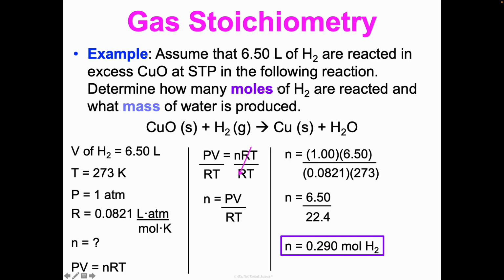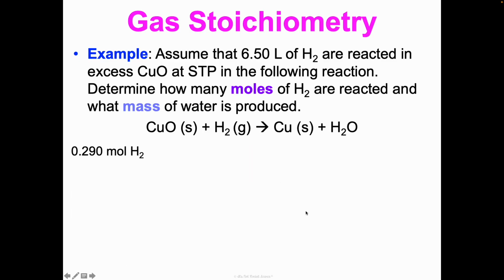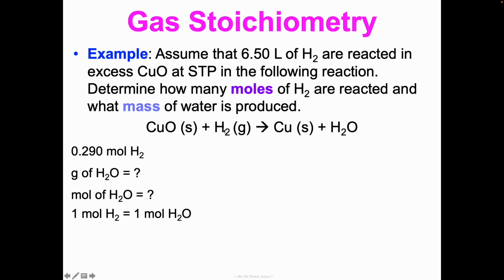Woohoo! Now we want to know the mass of water produced. So we know that we have this many moles of hydrogen gas. We want to know the mass of water that could be made from this. So we've got to know the moles of water that could be made from this. So we can go moles to moles. We can use a mole ratio: 1 mole of hydrogen gas for every 1 mole of water based on this balanced equation. We're also going to need to know the molar mass of water to get there.